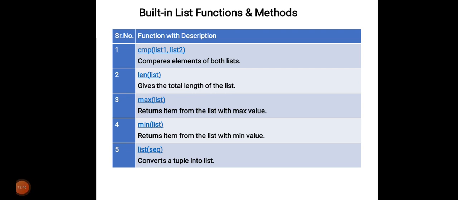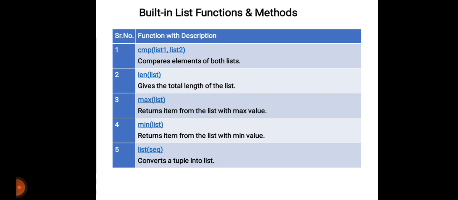Then next one is max(list). Max list means what? It returns the item from the list with the maximum value, not the minimum, the maximum. Again the next one is min(list). Min means what? It returns the item from the list with the minimum value. Last one is list(seq), which converts a tuple into a list. So in this manner it works. So these are the 5 built-in functions and methods.